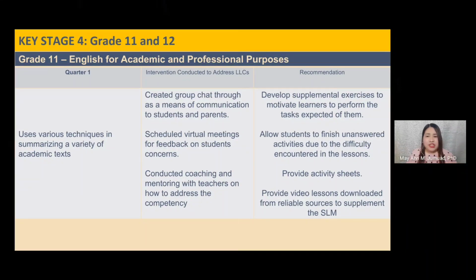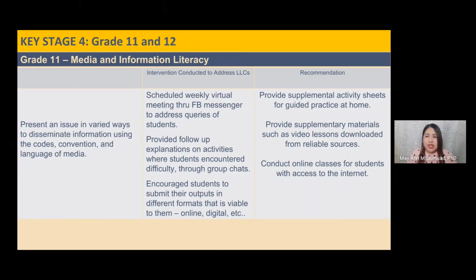Now, in Grade 11, English for Academic and Professional Purposes, the prevalent least learned competency uses various techniques in summarizing a variety of academic texts. Interventions and recommendations are also emphasized in the slide as well for your reference. In Grade 11, Media and Information Literacy, the prevalent least learned competency include to present an issue in varied ways to disseminate information using the codes, convention, and language of media. Interventions and recommendations are well presented on your screen at this moment for you to read through.